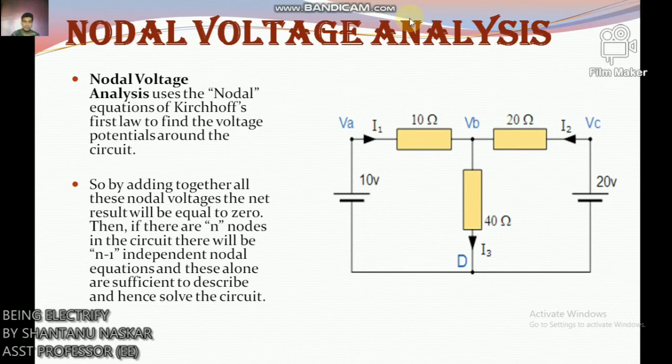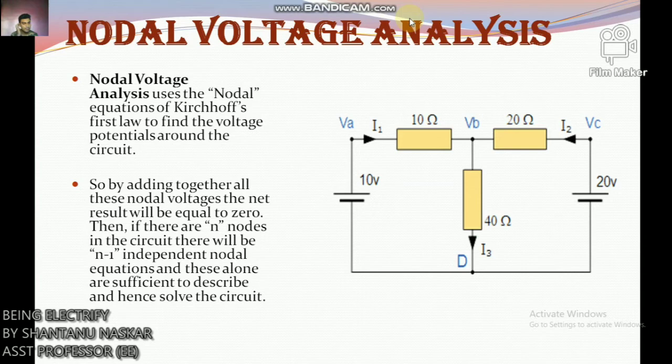If there are n nodes in the circuit, there will be n minus 1 independent nodal equations, and these alone are sufficient to describe and hence solve the circuit. At each node point, write down Kirchhoff's first law equation, that is, the currents entering a node are exactly equal in value to the currents leaving the node. Then express each current in terms of voltage across the branch. For n nodes, one node will be used as the reference node and all the other voltages will be measured with respect to this common node.